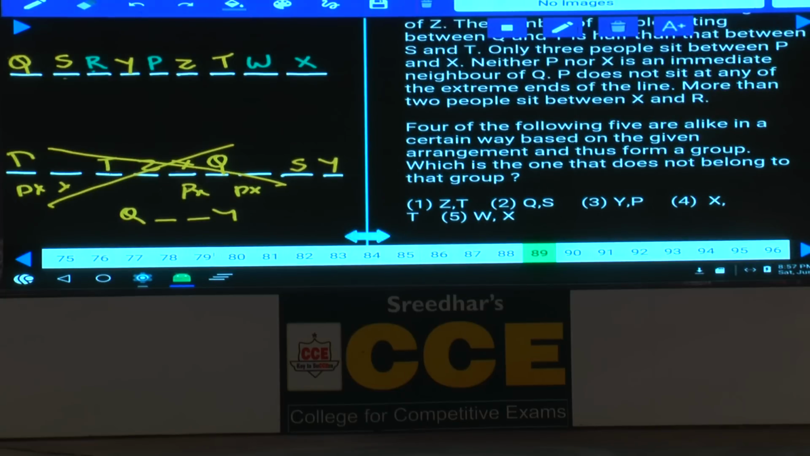Z and T are adjacent, Q and S are adjacent, Y and P are adjacent. X and T, there is 1 person between X and T, that is choice 4. W and X is again adjacent. Except choice 4, in the remaining the persons are adjacent to each other. 88.